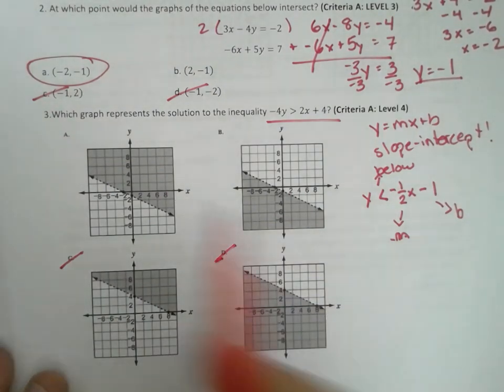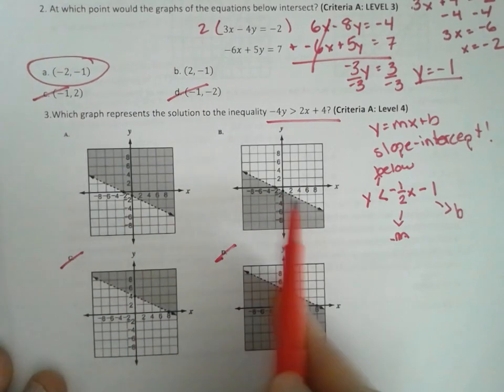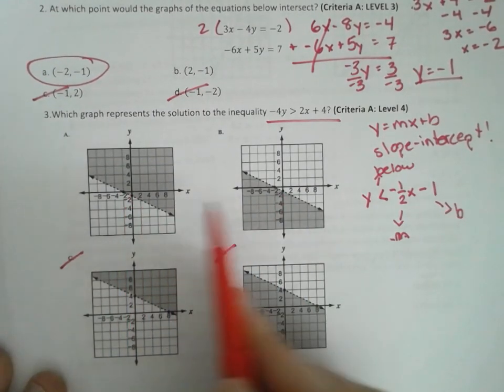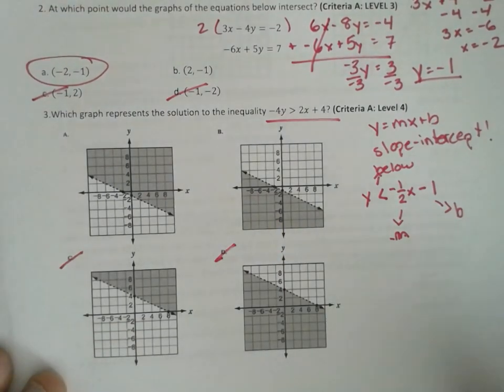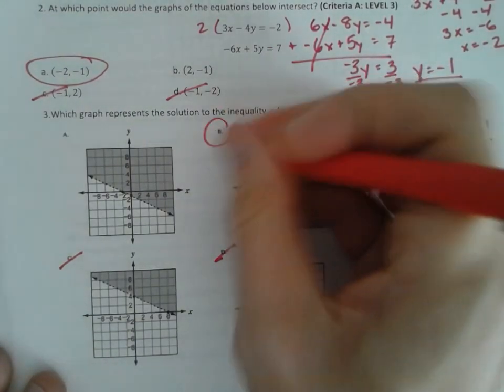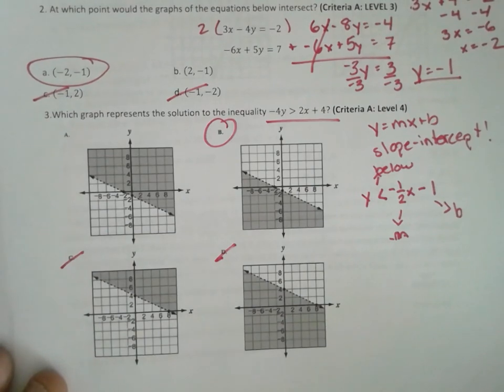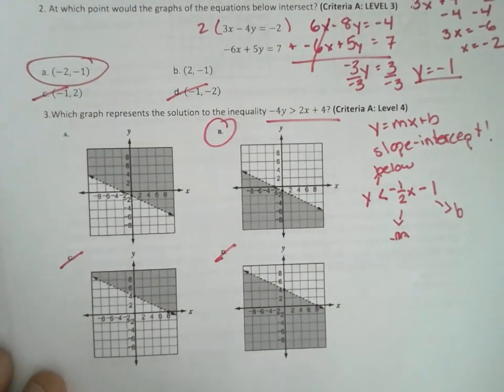Between A and B, both are negative 1 y-intercepts. Again, A is greater than, B is less than because of the shading. Again, we need a shading that's below the line. B is below the line. B is our answer. So again, kind of more difficult because you have to solve for y first. Again, still not crazy difficult. Still not crazy hard. All right.